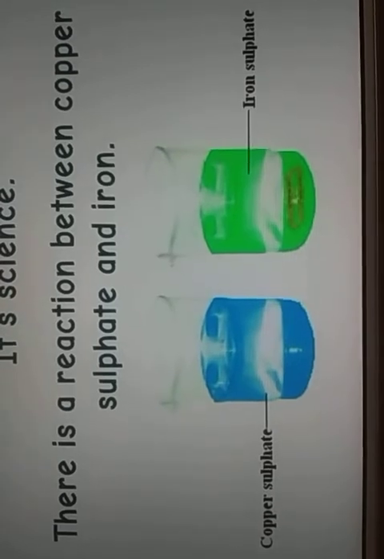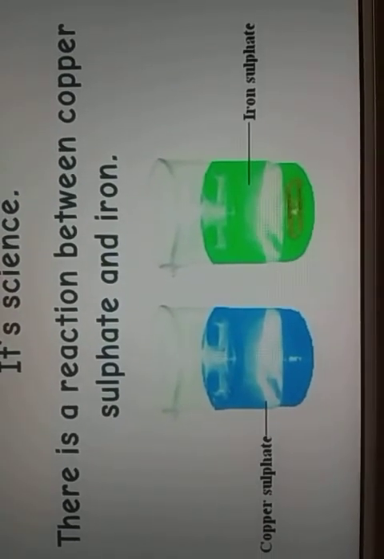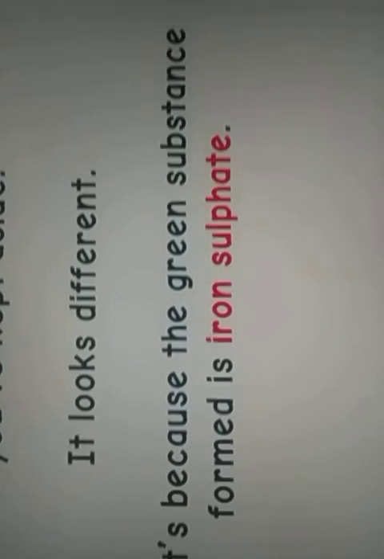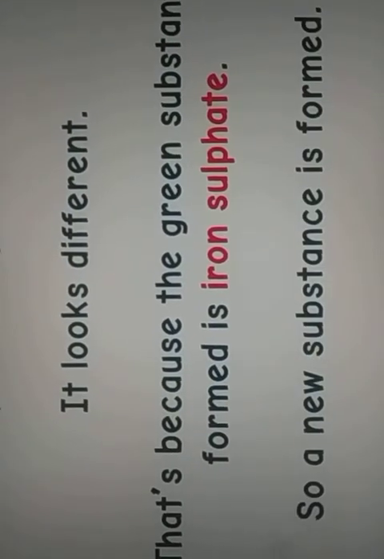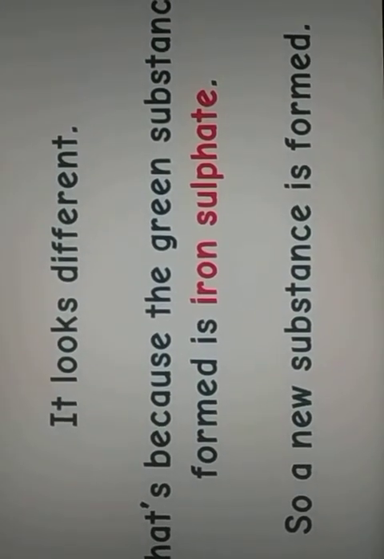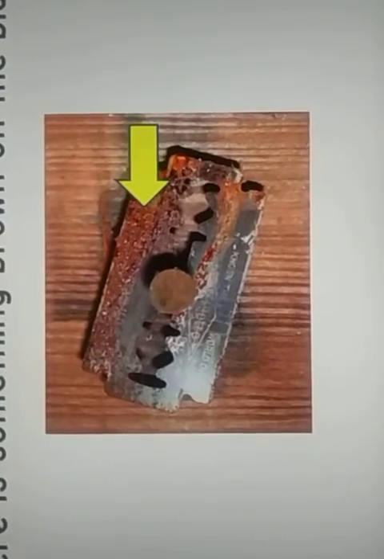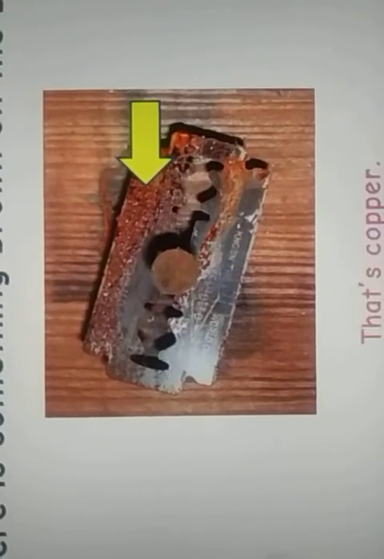Is this magic? It's science. There is a reaction between copper sulfate and iron. Compare this solution to the one you've kept aside. It looks different. That's because the green substance formed is iron sulfate. So a new substance is formed. Check the blade too. There is something brown on the blade. That's copper.